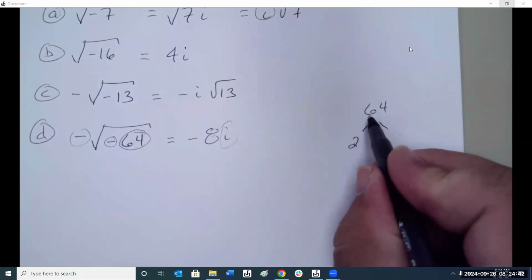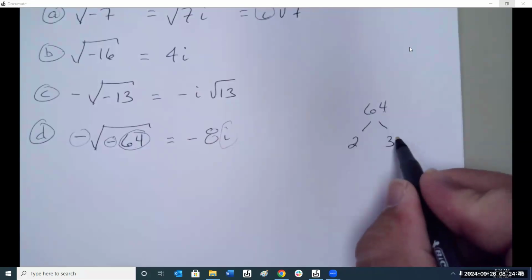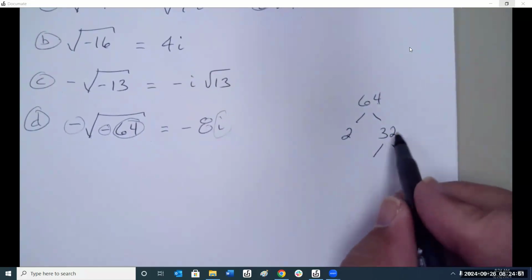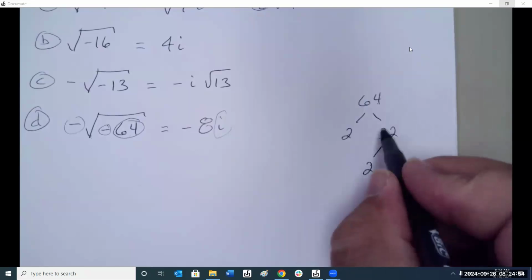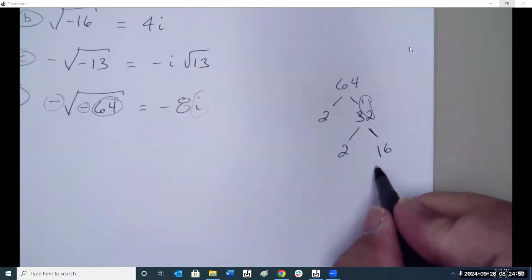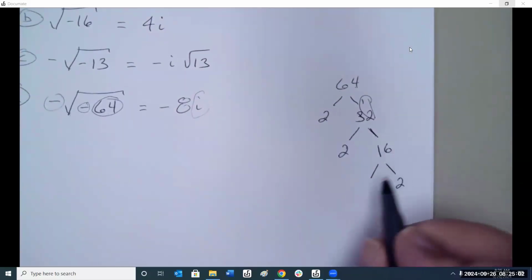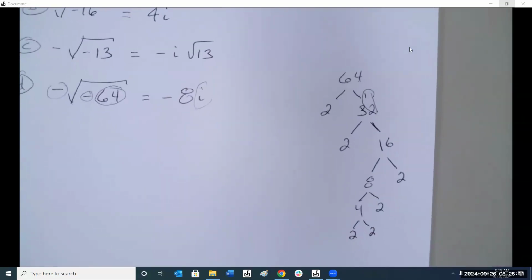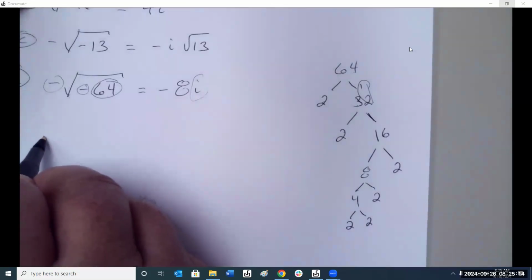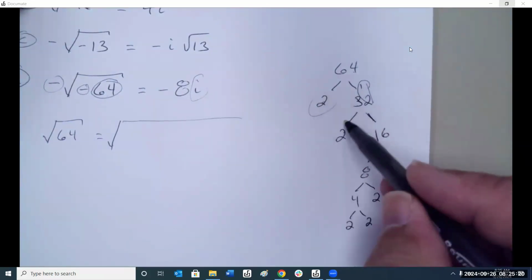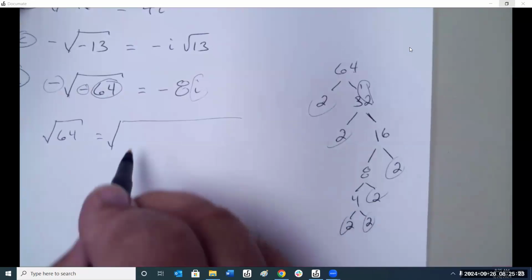2 goes into 64. 2 goes into 6 3 times. 2 goes into 4 twice. We know 2 goes in there. 2 goes into 3 once with 1 left over. 2 goes into 12 6 times. 2 goes into 16 8 times. 2 goes into 8 4 times. So 4 is 2 times 2. We have 1, 2, 3, 4, 5, 6.